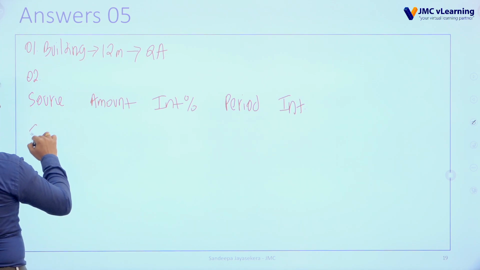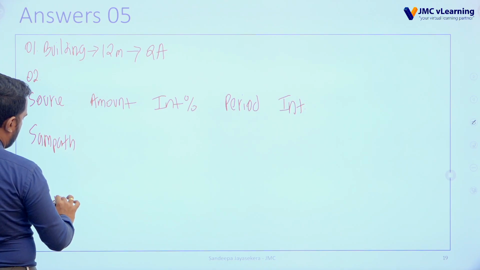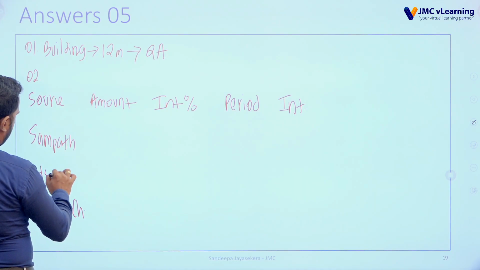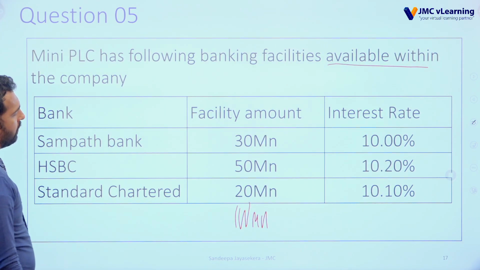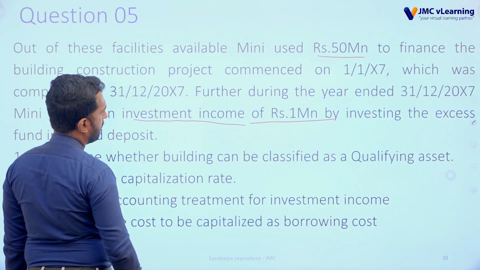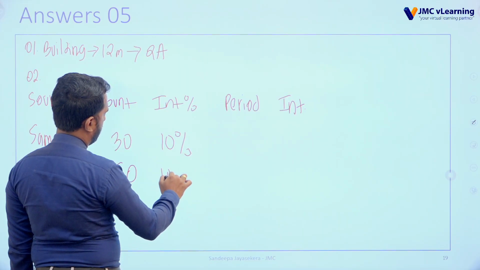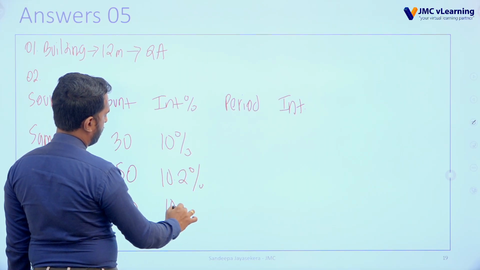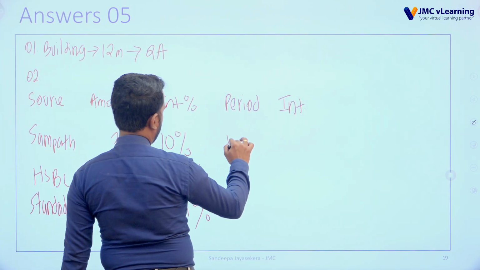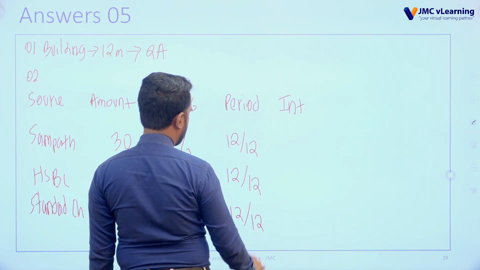So we got three bankers: Sampath, Standard Chartered and HSBC. And the loan figures are 30, 50 and 20. Interest rates are 10%, 10.2% and 10.1%. The period is there for the entire year. There's no worries on that.